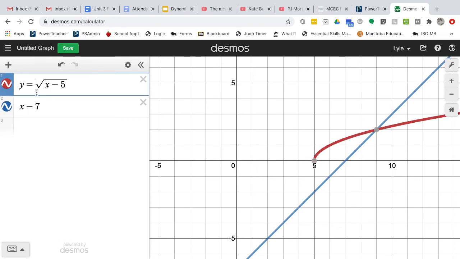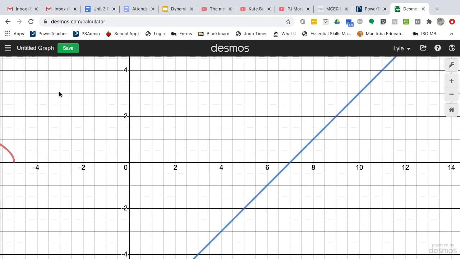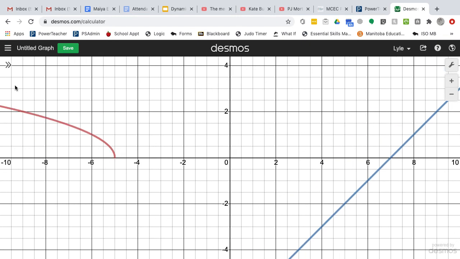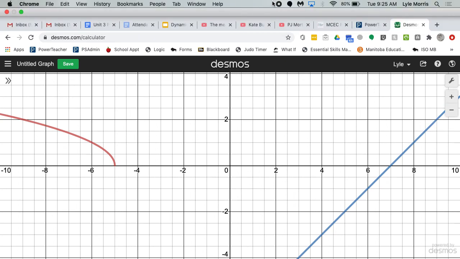If this were the equation, like negative x minus 7, see this goes far to the left and up. This guy's going this way. There are no solutions. Those are not intersecting. You would have gotten an answer, but then it wouldn't have made sense. It wouldn't have worked. All right.